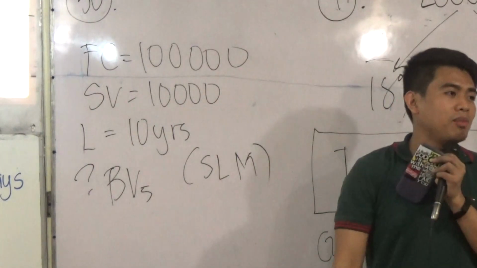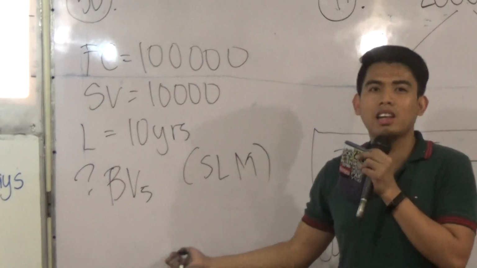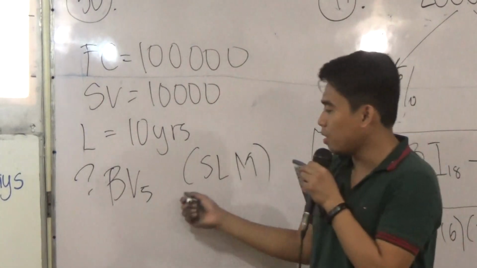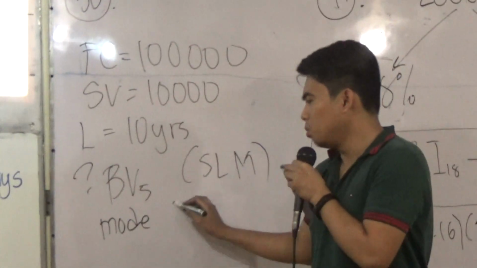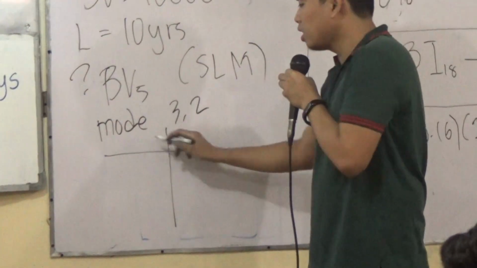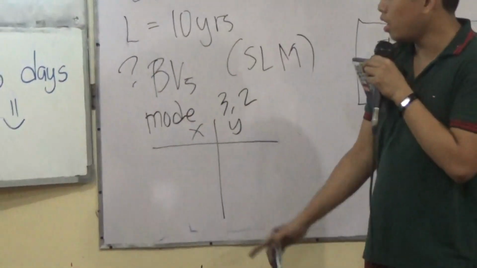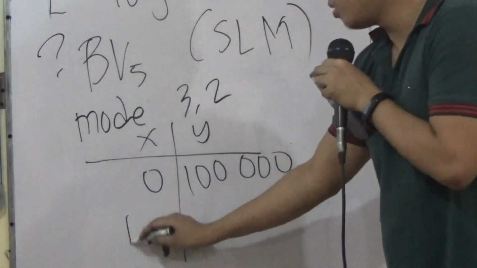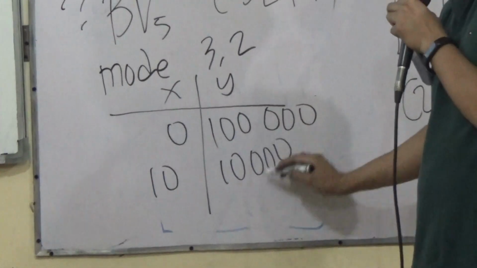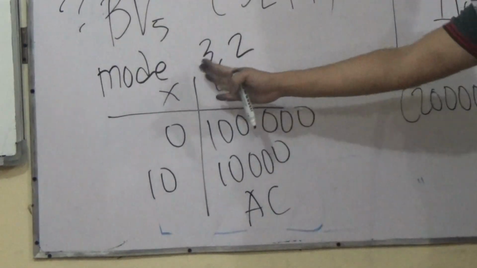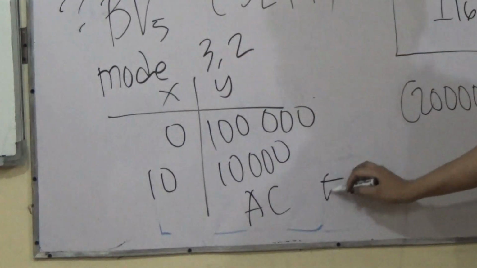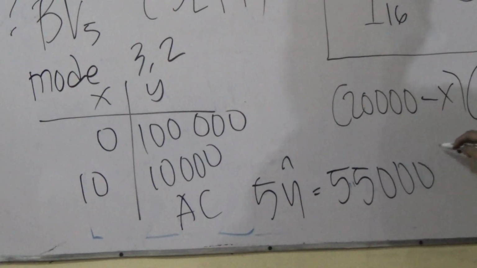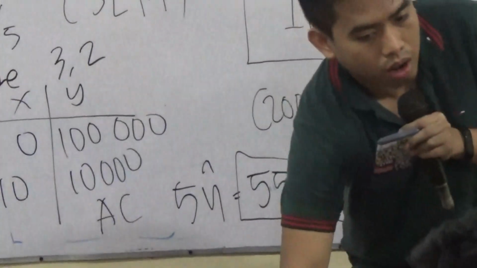Okay? Wala na nagkakamali dito. Pag nagkamali ka, ikaw lang. Okay? Bakit sir? Ano ginagawa pag straight line mode? 3-2. Okay? Alam ng lahat yan, lalo na pag nag-review tayo. So, ano nilalagay dito? Time. So, 0, 100,000. After 10 years, 10,000 na lang siya. So, press AC. Wala yung value after 5 years, so that is 5 y hat. So, answer, 55,000 pesos. So, that is the book value after 5 years.